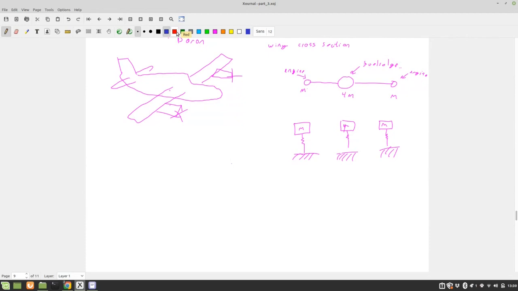But this is 3 independent systems, right? And what do we have here? 1 system. So these are not the same. One of these things is not like the other.